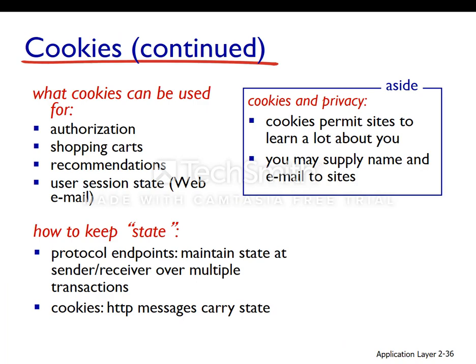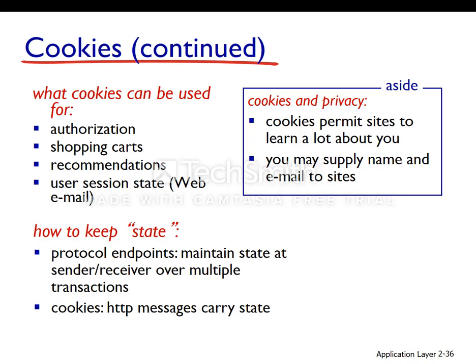So what can we use cookies for? We can use cookies for authorization, shopping carts, recommendations, or to keep user session state, such as web email. To keep state, the protocol endpoints must maintain this state over multiple transactions, and cookies simply allow HTTP messages to carry state.